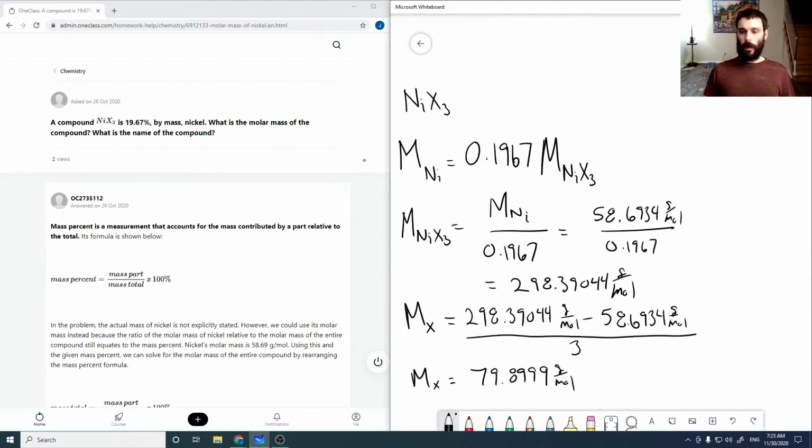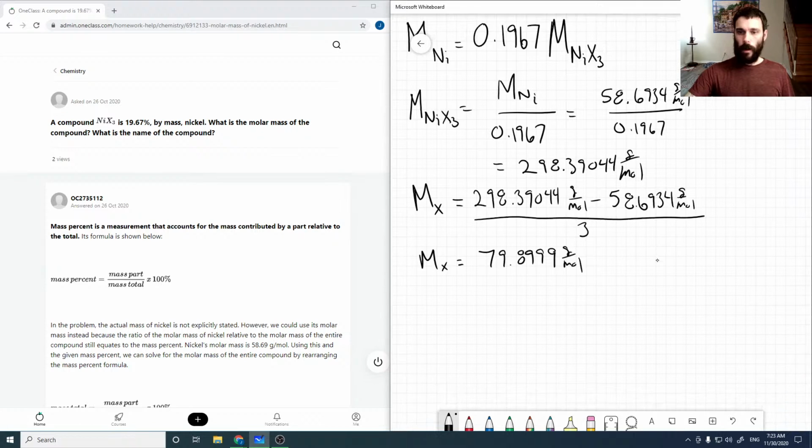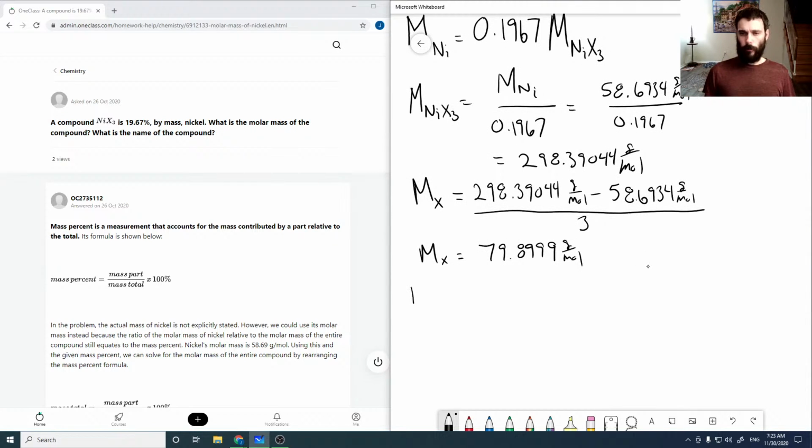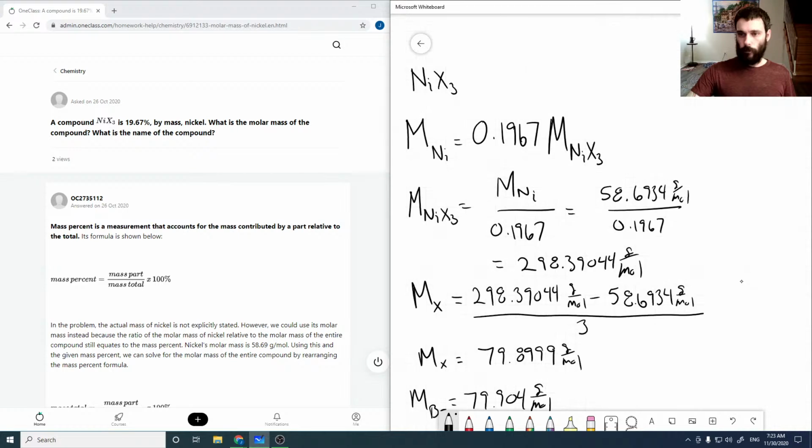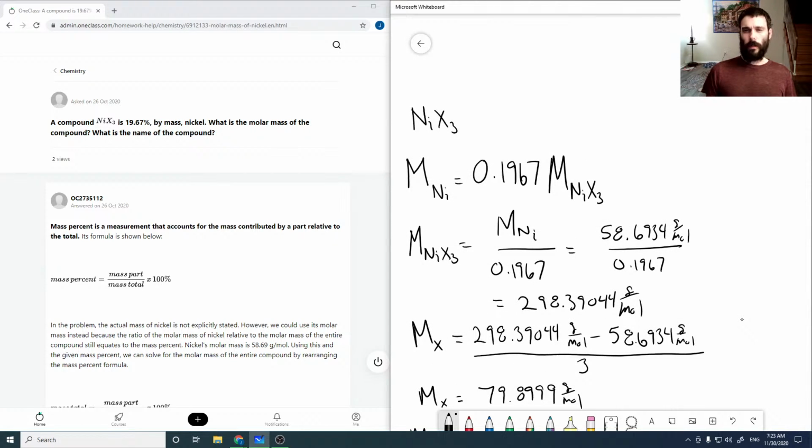So about 79.9. If we check the periodic table, then the mass of bromine is 79.904 grams per mole. Now to guide your search a little bit, I would say this looks like a compound in which nickel is likely 3 positive, and so we're looking for something that's singly negative, which would be one of the halogens.